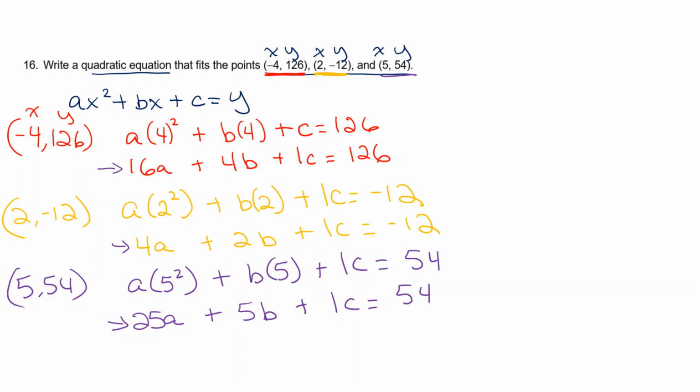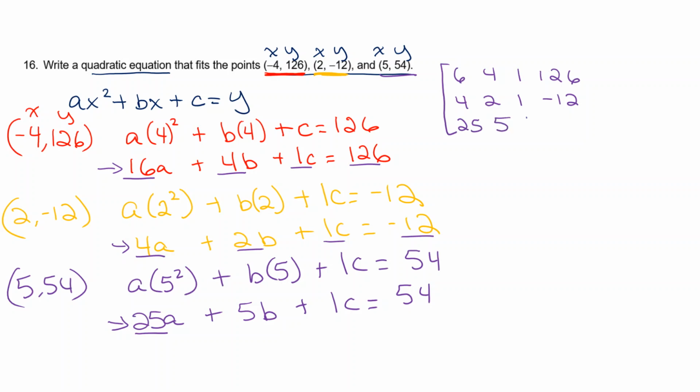So what we want to do is go ahead and make up a matrix system. Our matrix is going to be 16, 4, 1, 126. And my next one is 4, 2, 1, negative 12. My last row is going to be 25, 5, 1, and 54.